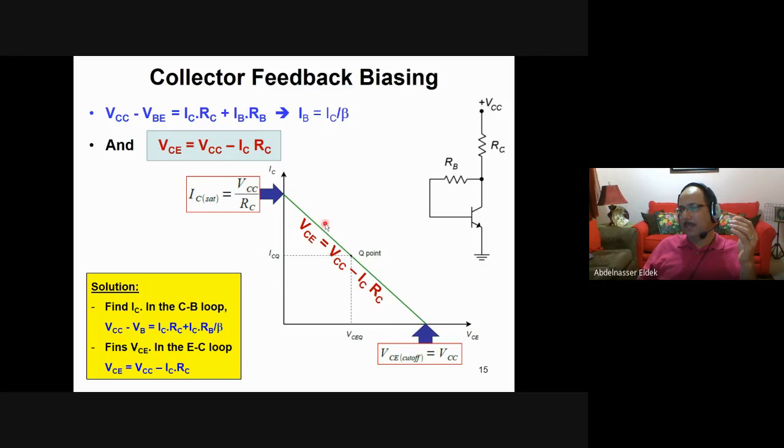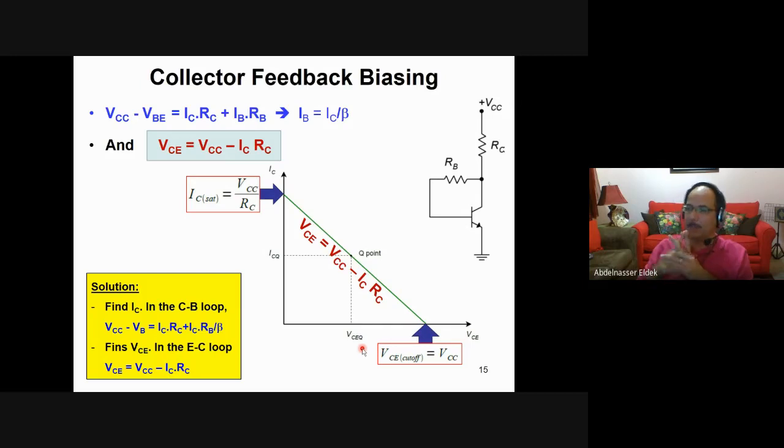So when VCE is 0, in this case IC equals VCC over RC, which is the saturation current. And when IC equals 0, VCE equals VCC. This is the cutoff voltage. So now we have these 2 points, you can draw the load line. And the next step is to find IC, and then after that, to substitute in this equation to calculate VCE. This is what we usually do.